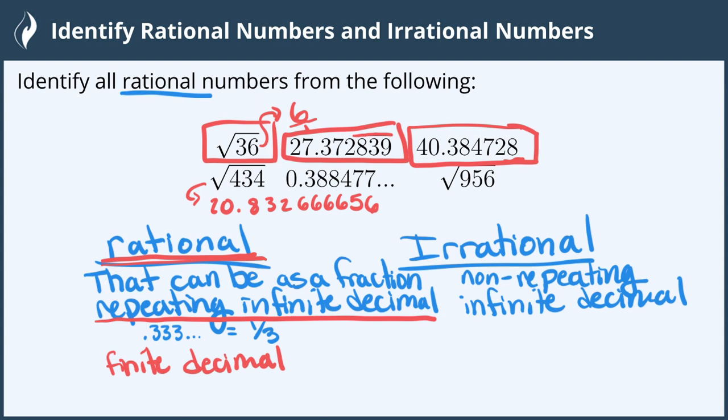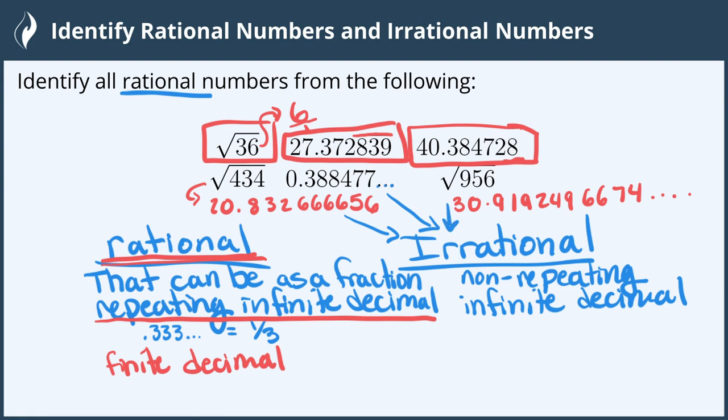The next number has an ellipsis, indicating that this number or decimal will continue on infinitely. And there's no repeating line, so this is also an irrational number. Both of these are irrational. The square root of 956 plugged into my calculator gives me a decimal of 30.9192496674, and again, this one is non-repeating, so it also falls within the irrationals.